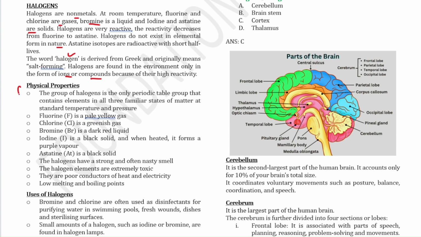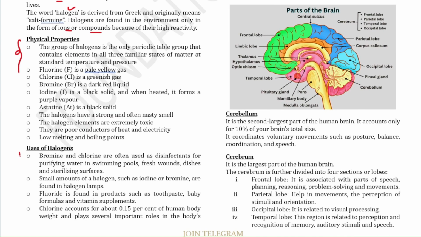So these are some of the physical properties of halogens. You can go through these points, and some uses of halogens, you can go through these points.